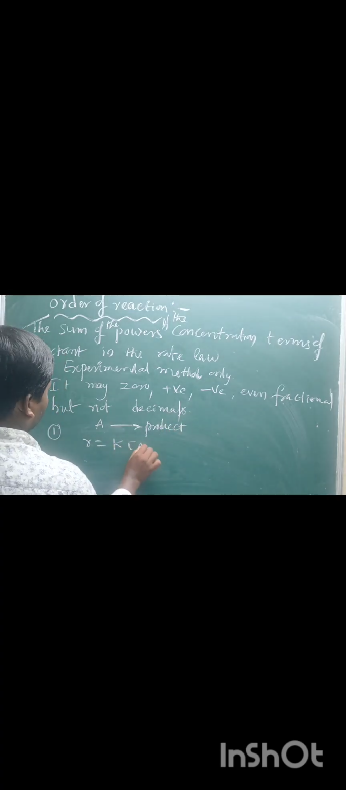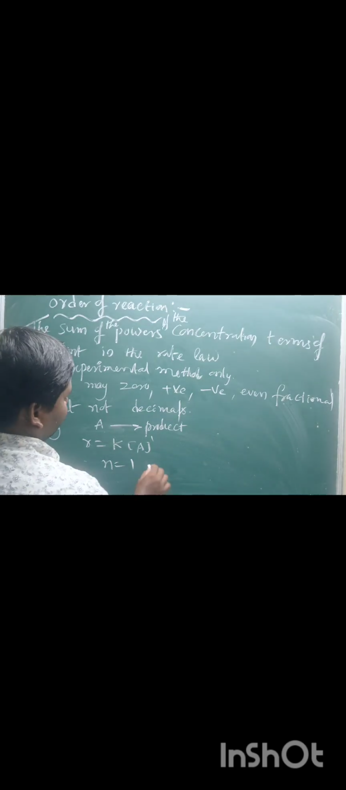For example, now I am taking here A gives rise to product. What is the rate equation here? R is equal to K into concentration of A power 1. Order is denoted by symbol N. Power is equal to 1. The sum of powers of concentration term is equal to 1, so it is called first order reaction.